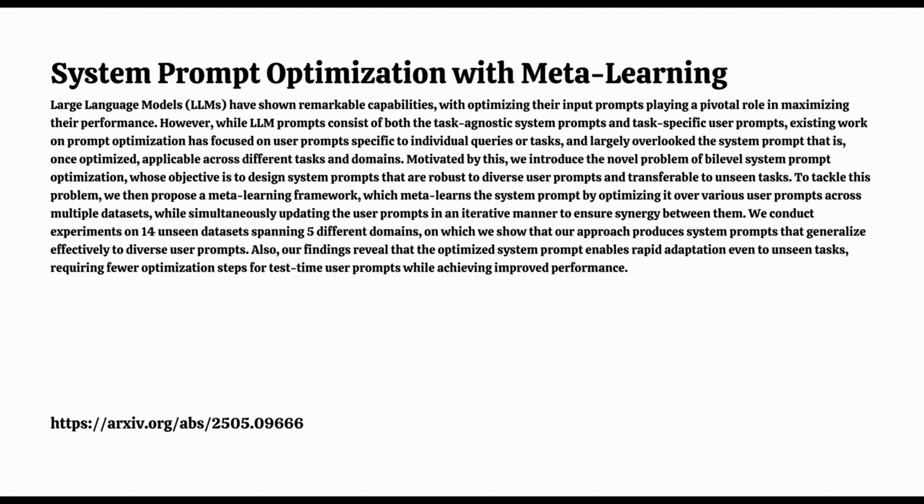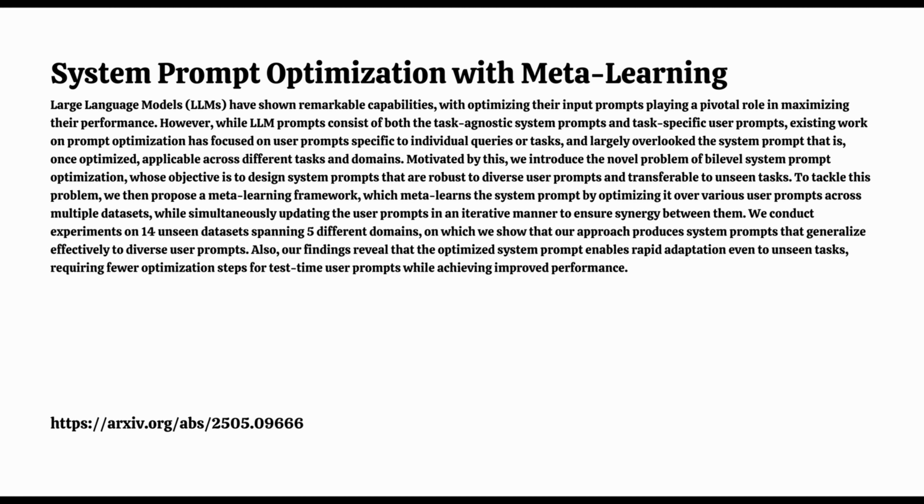So inside this MetaSPO framework, you've got these two loops working together. There's an inner loop. Okay. That inner loop focuses on optimizing the user prompts for specific tasks, assuming the current system prompt is fixed for a moment. It tunes them up for best performance on those tasks. Right, refining the specific instructions.